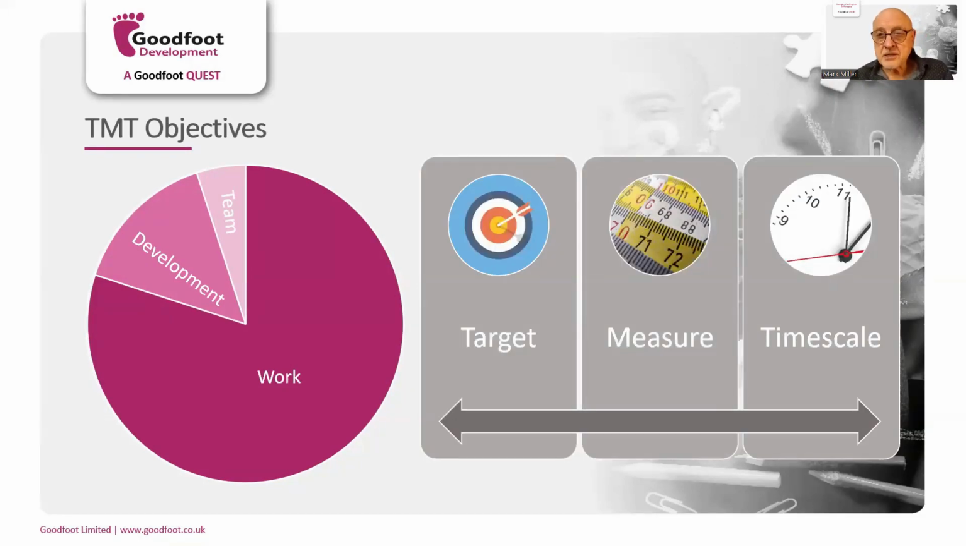So the work objectives explain themselves to start with, don't they? This is the main bulk of the job. I'm suggesting, however, that 80% of the objectives people give are on work, but only 80%. There are a number of other objectives. So with the work objectives, we set a target. We agree in the objective how we're going to measure it. And we give a time scale.